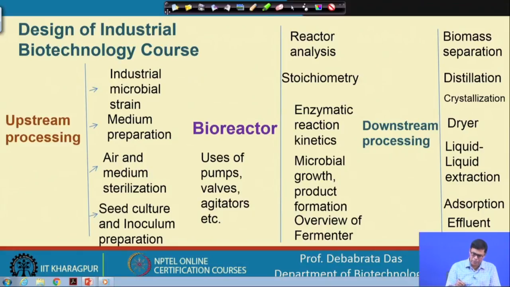And in the bioreactor, when you talk about the bioreactor, it uses different pumps, valves and agitators. We have different types of pumps. We have the centrifugal pump and the peristaltic pump. The centrifugal pump we use in our day-to-day life for pumping water from the ground to the top floor of the building, and then we have the peristaltic pump.